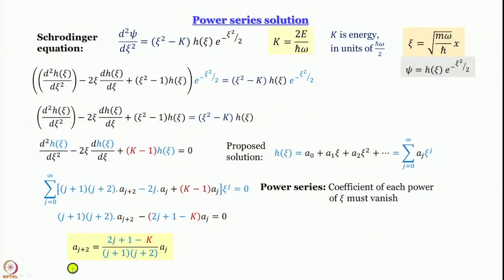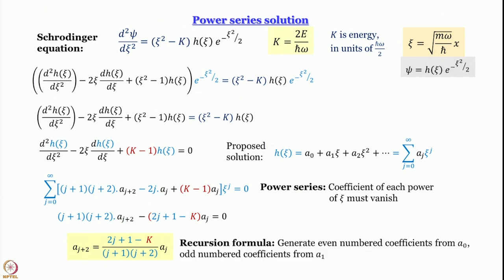A j plus 2 turns out to be 2j plus 1 minus k divided by j plus 1 multiplied by j plus 2 multiplied by a j. So, if you know a j, you can work out a j plus 2. This is called a recursion formula, and what it allows you to do is, suppose you know A0, then you can work out all the even number coefficients. Suppose you know A1, you can work out all the odd number coefficients from there.